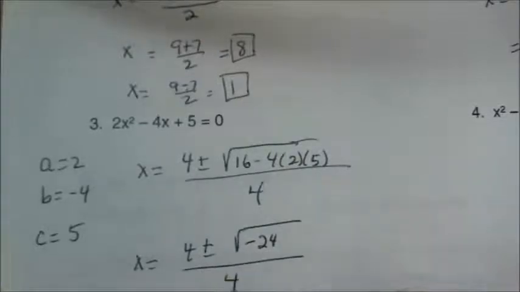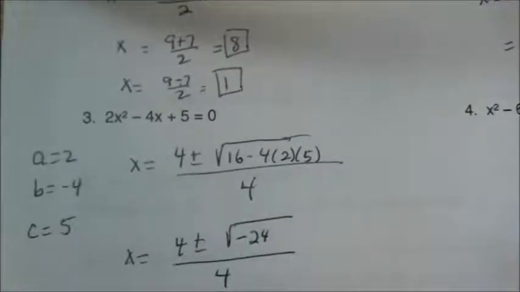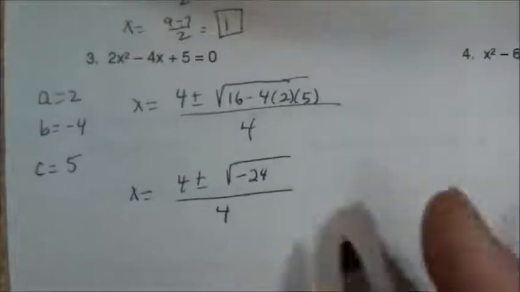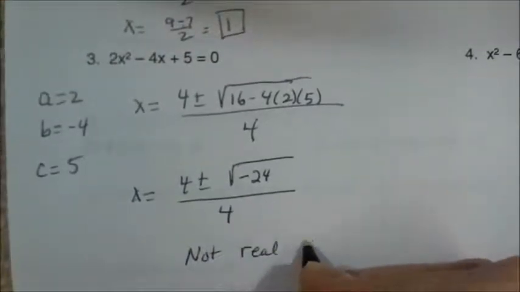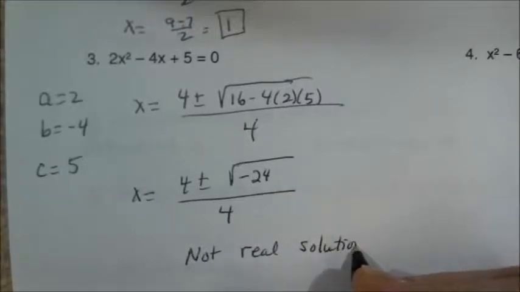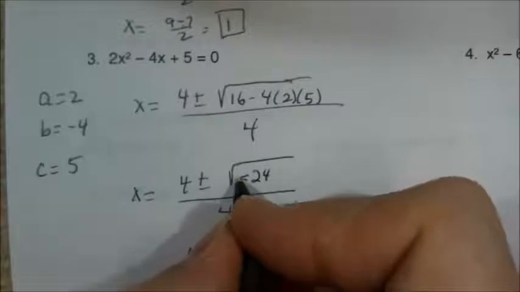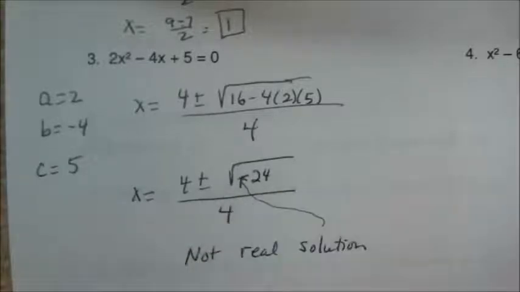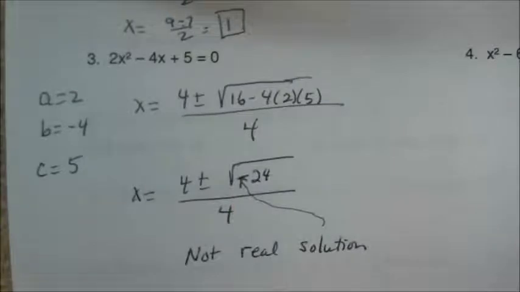all over 4. All right, when you have a negative underneath the radical, we're just going to call this, for now, not a real solution because you can't have a negative underneath the radical yet. We're going to talk about that in a little while, but we're just not going to call that anything right now. We're just going to stop right there when we have a negative underneath that radical.